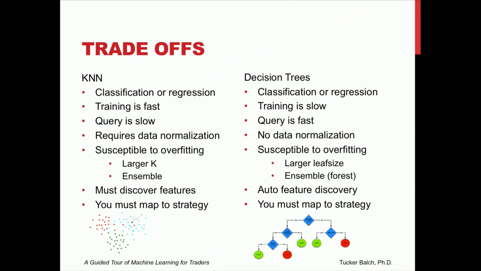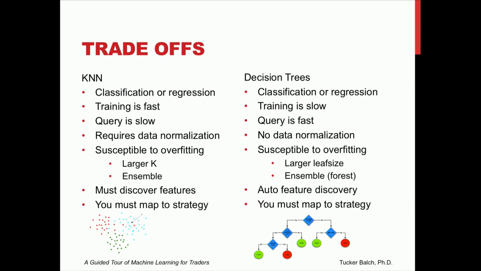Both are subject to overfitting. With k-nearest neighbor, you can address that with larger k or ensemble learners. With decision trees, I didn't go into the detail, but instead of having each leaf represent just one data point, you can throw 100 data points in there and take the mean of all those data points as the value of the leaf. If you make the leaf size larger, you're much less susceptible to overfitting. With KNN, you need to figure out what your features are going to be somehow in advance. Decision trees, I won't say they're perfect at this, but to some extent, they discover which features work best in an automatic way.